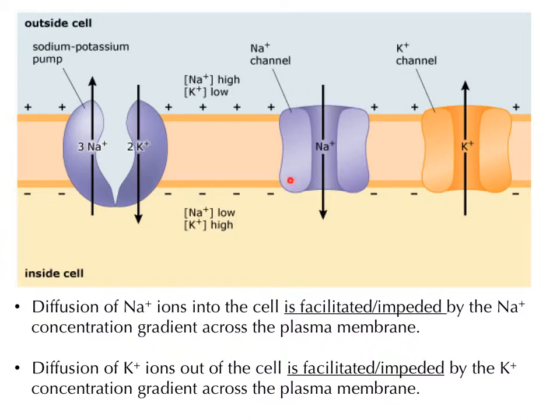So how's that going to influence sodium and potassium when they try to move back across the membrane? Let's look at this. Diffusion of sodium ions here is facilitated or impeded by the sodium concentration gradient. So we have to look. Okay, sodium is going to be moving this way. Is it promoted or impeded? We look going from high to low. So that would be that it is facilitated, or helped, by the concentration gradient.